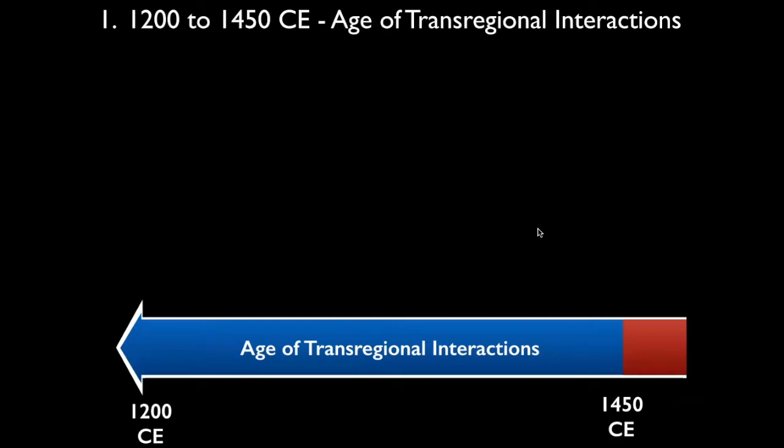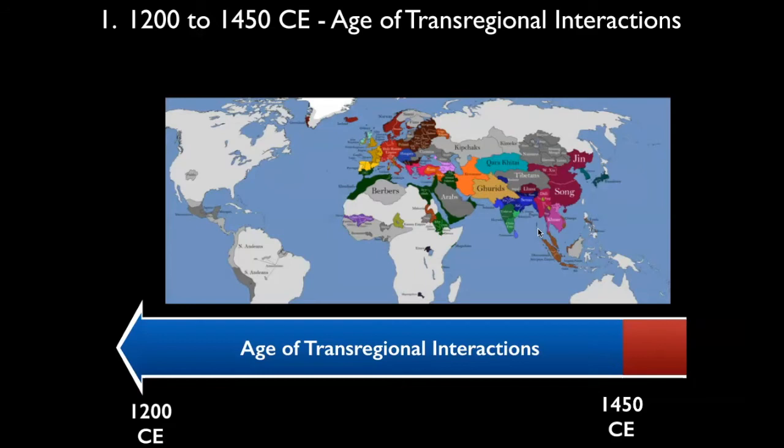And why we call this the Age of Transregional Interactions is that you can break down that word transregional. Trans means across. So there are people that are crossing different regions around the world, and they're interacting with one another on that scale. So this is from 1200 to 1450 CE, the Age of Transregional Interactions.